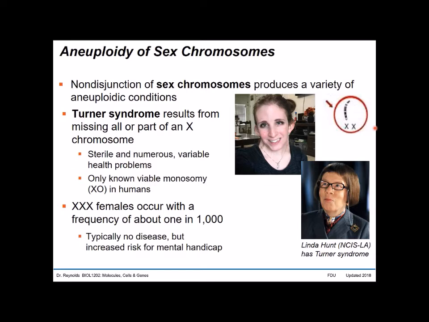Trisomy X, or 3 X's, occurs in about 1 in every 1,000 females, but this typically results in no disease, maybe a slight increase for a mental handicap, but most individuals don't even realize that they have this trisomy X. So you can see that even though we're talking about the same chromosome, there's big differences in the results of having one extra or one too few.